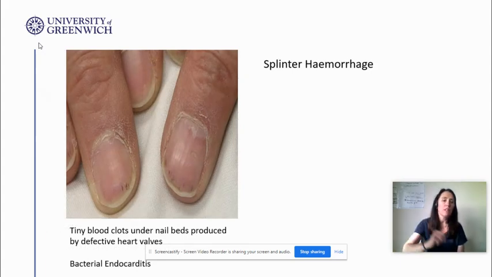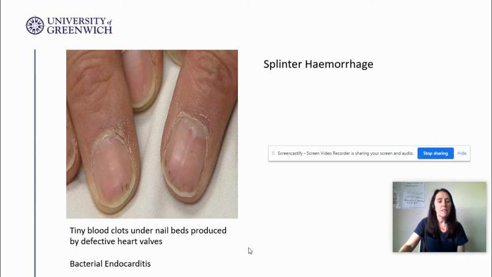The splinter hemorrhage, now you can see in this, sorry about my thing there, I'm not sure I can move that out of the way. Oh, there we go. Okay, so these tiny little dots, which are just under the nails there, they're tiny blood clots, and that's produced by defective heart valves. So you're examining your patient's nails, and if you can see splinter hemorrhage, that might be a sign of bacterial endocarditis. Do you know what that is? If you don't, let's break it down. Itis normally means inflammation of, so that normally means an infection. The endocardium is one of the three layers surrounding the heart. So it's a bacterial infection of the layer of the heart, the endocardium. So splinter hemorrhage could indicate a heart valve problem or bacterial endocarditis.